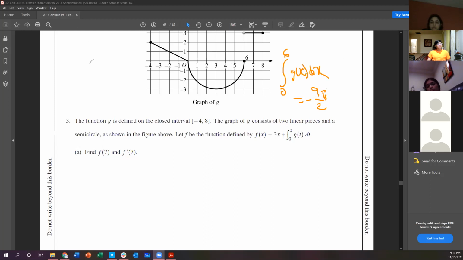If I had taken the integral from 6 to 0 of g of x dx, then that would have been positive 9 pi over 2. Because from here to here you're accumulating negative, but in the reverse direction you're accumulating positive. So you just flip the sign. If I had taken the integral from -4 to 0, then it would have been positive. Or if I had taken the integral from 0 to -4, it would have been negative. Okay, all right. Same value.